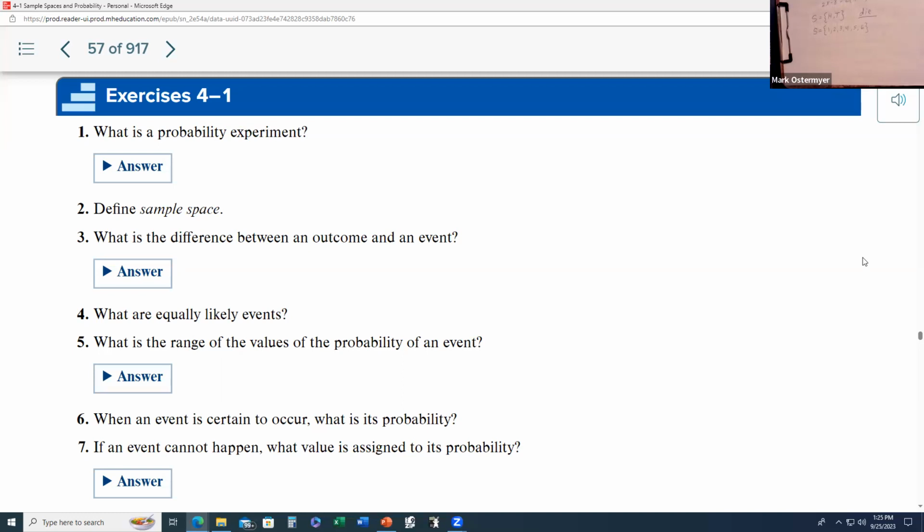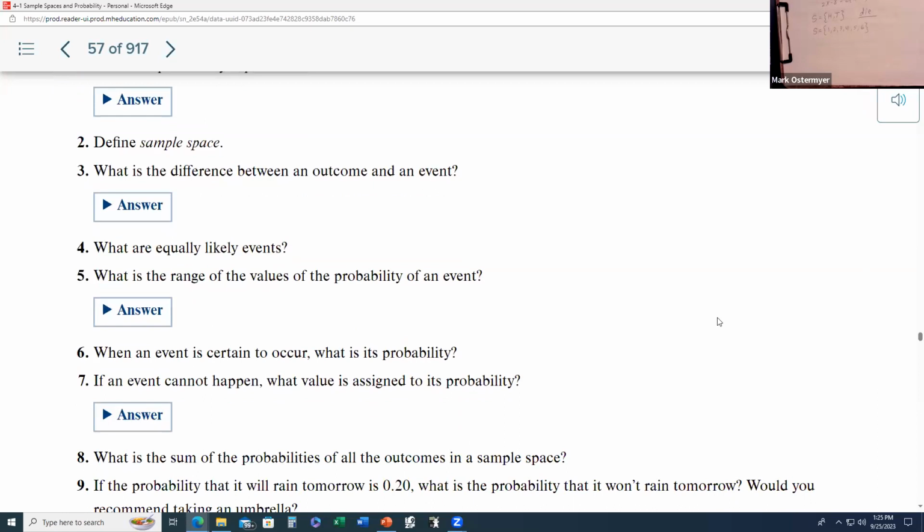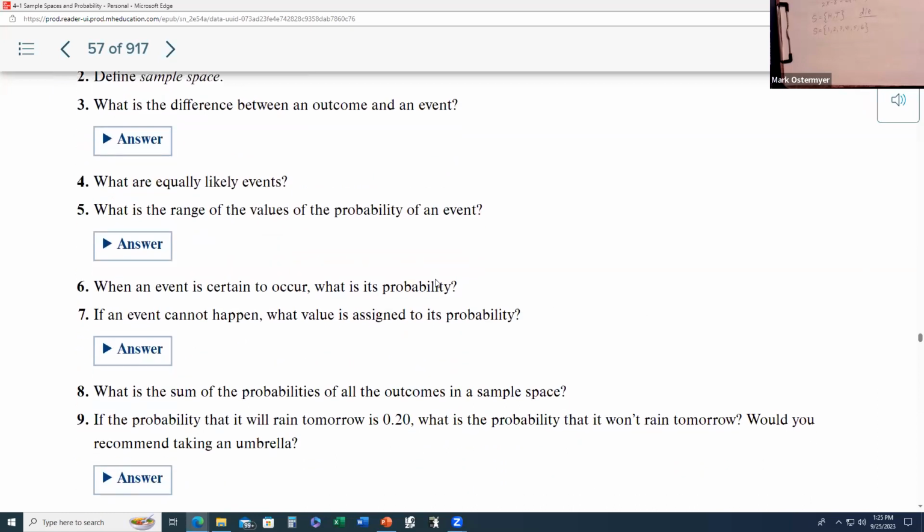Equally likely events are events where they have the same probability of occurring. That's correct. So we say events are equally likely if they all have an equal chance of occurring, or equal probability of occurring.